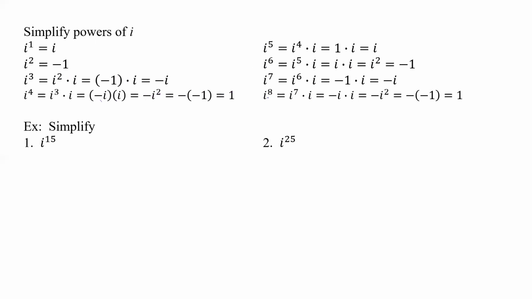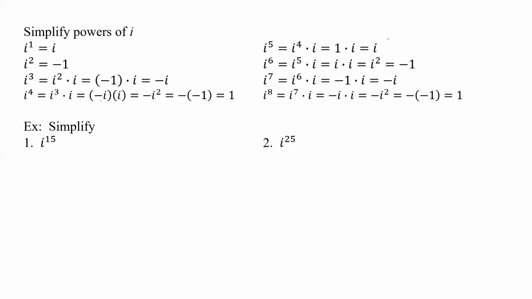We can go 5 through 8 here. So I to the fifth is just I to the fourth times I. So we're back here. I to the fourth was 1 times I is just I. And then we have I to the sixth. Well, that's I to the fifth times I. Well, that's I times I, which is I squared, which is -1. And then we can come over here and I to the seventh. Well, that's just I to the sixth times I, which is -1 times I. So that's -I. And then 8, well, that's I to the 7th times I equals -I times I, which is -I squared, which is a positive 1 again.